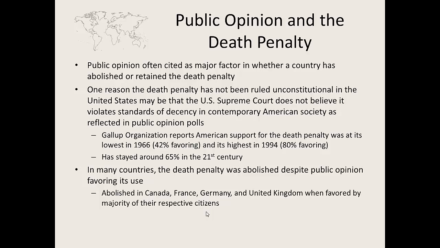And so in some of the countries in the European Union, even today, you could do a public opinion poll and you could find that many, maybe even the majority of people support the use of the death penalty, but the country itself does not have it because they could not be in the European Union and have it. So it's more of a political decision than a public opinion decision.